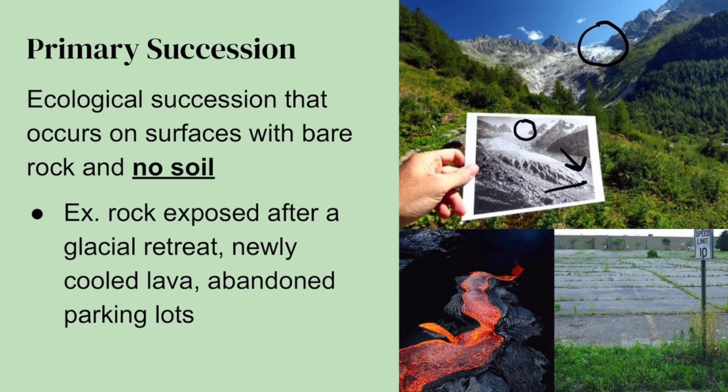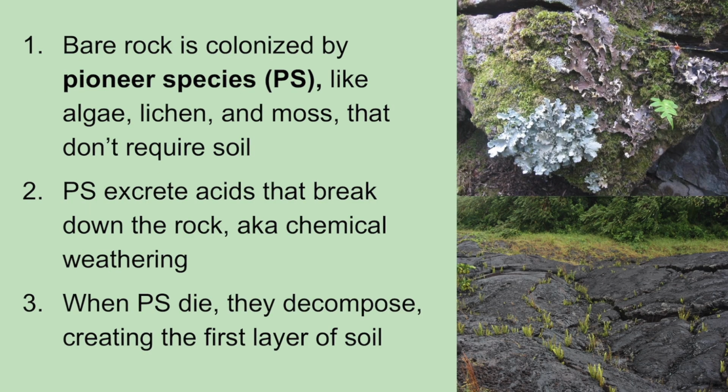Primary succession can also occur in areas that have been freshly covered with lava after a volcanic eruption, or even urban areas like abandoned parking lots. Really anywhere that you've got cement laid down can be the start of primary succession if left alone for long enough. Primary succession has some fairly predictable steps that we can look at.